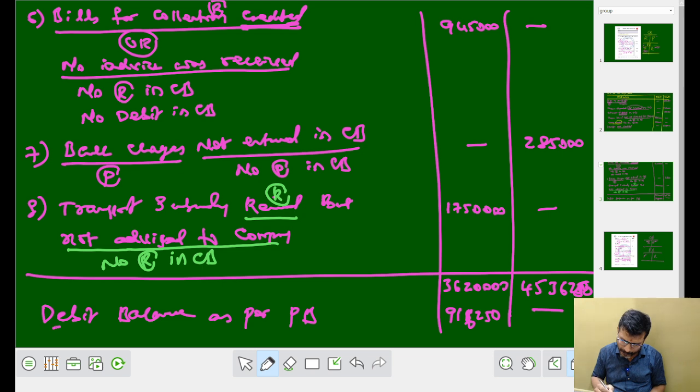BOD as per passbook. Debit balance means what? BOD. BOD as per which book? Passbook. That is 9,16,250. So let us meet in the next video with the next problem.